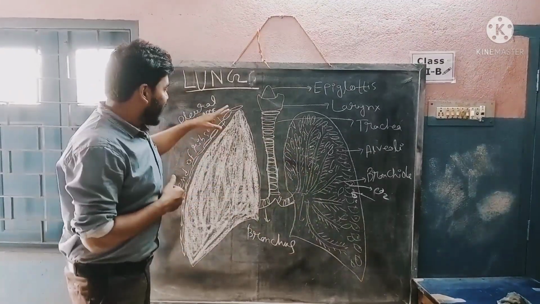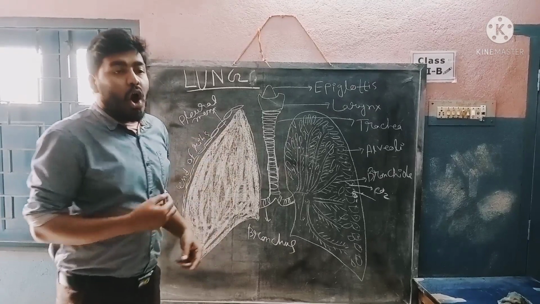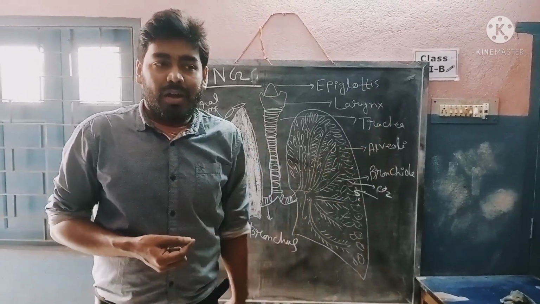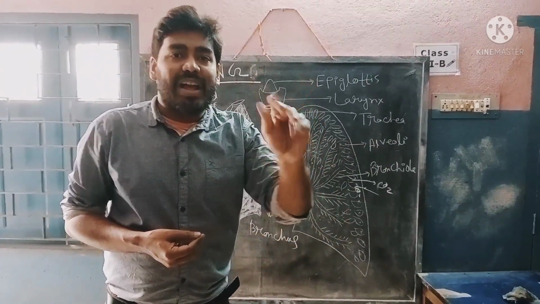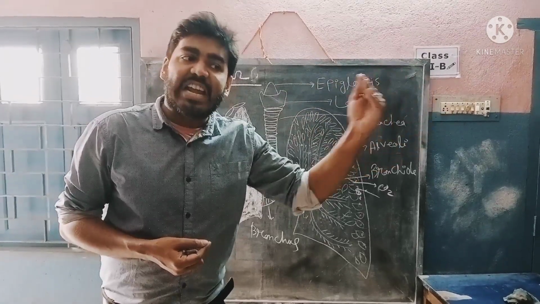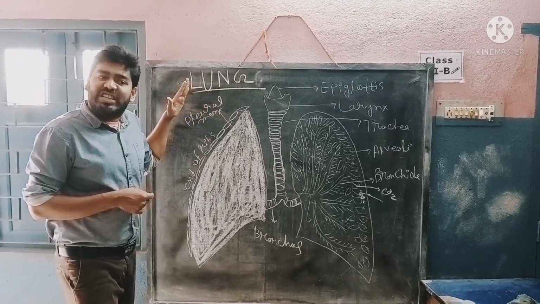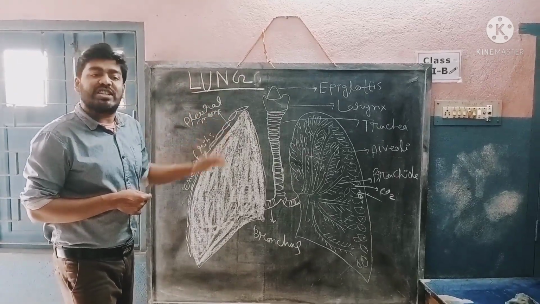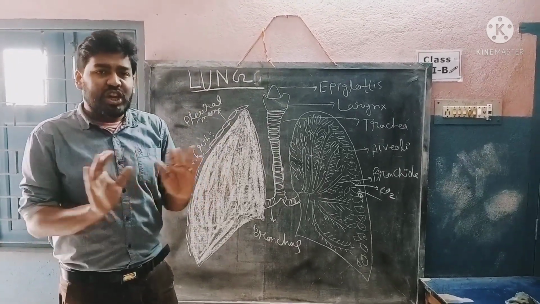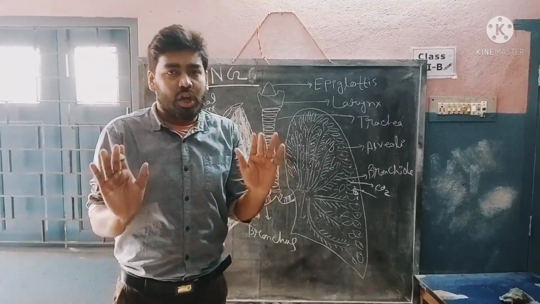And the outer membrane of the lung is called the pleura. Pleura is divided into two parts: the outer pleural membrane and the inner pleural membrane. The outer portion is the outer pleural membrane, and the inner portion is the inner pleural membrane. This is the total process of gaseous exchange through lungs.